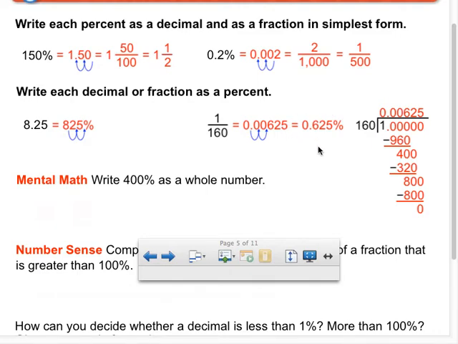So the skill we've been working on so far is going from a decimal to a percent, and going back from a percent to a decimal. But the only thing different from what we've been doing so far is now we're dealing with less than 1% or more than 100%.